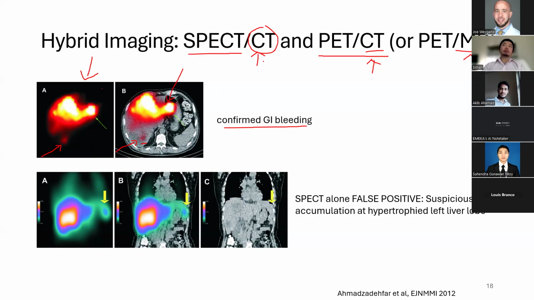So the CT and the MR, as part of the hybrid, create a fusion imaging that gives you anatomical landmarks. Again, the same with this case, it looks like an extrahepatic distribution. And then when you fuse it with CT, apparently that's still part of the liver. So this is a false positive.